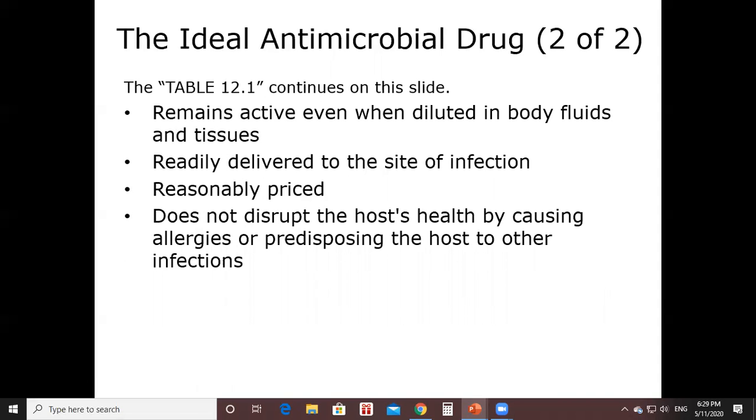So the ideal antimicrobial drug also remains active even when diluted in body fluids and tissues, that it's readily delivered to the site of infection. It can get to where the infection is, that it's reasonably priced, and that it does not disrupt the host health by causing allergies or predisposing the host to other infections.